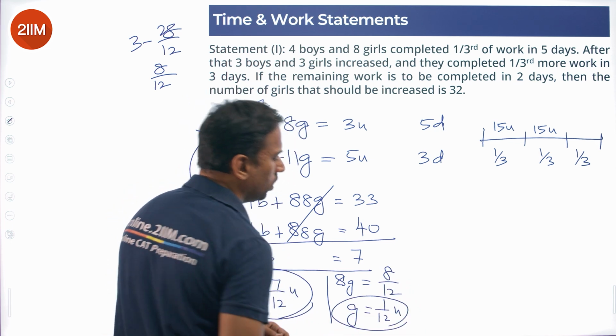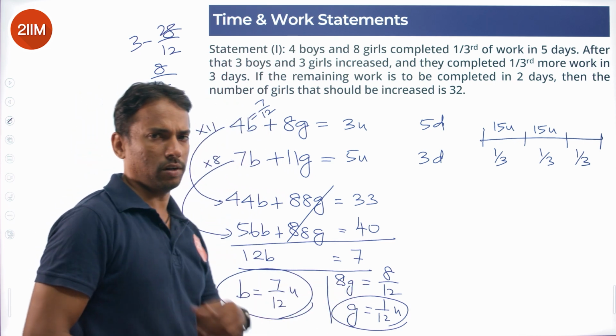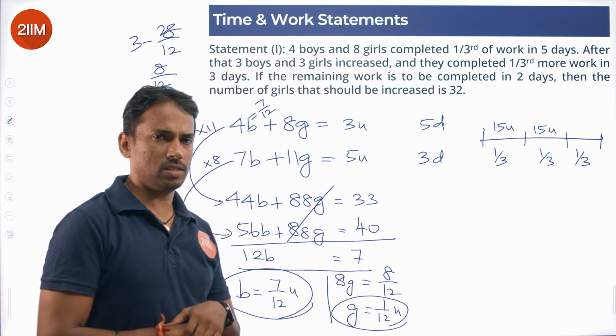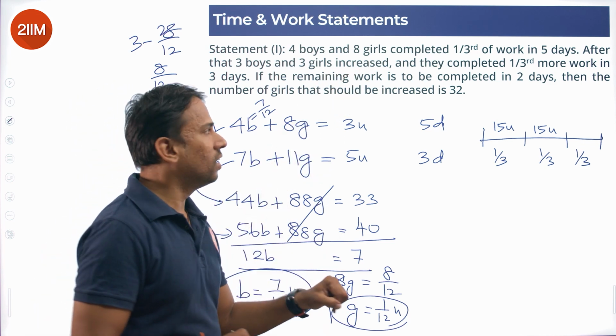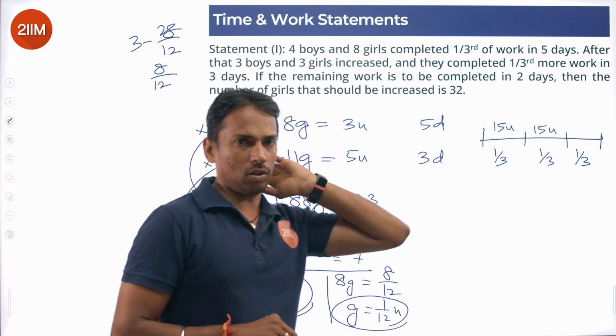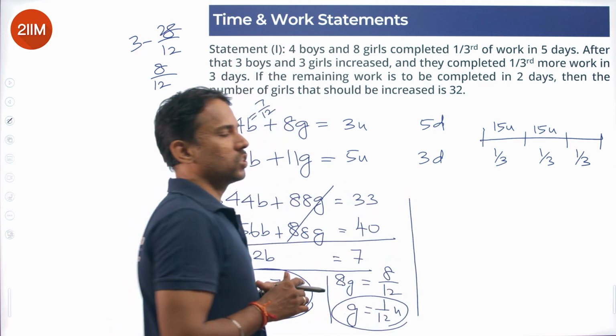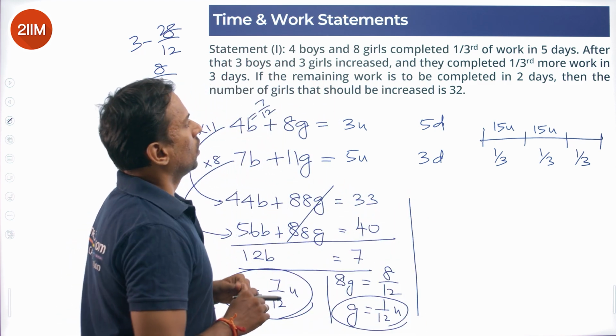That means 1 girl is capable of doing 1 by 12 units per day. Now we have the efficiencies. Let us plug this in and verify whether this is true, because that's a statement given there. So we'll try to verify that.